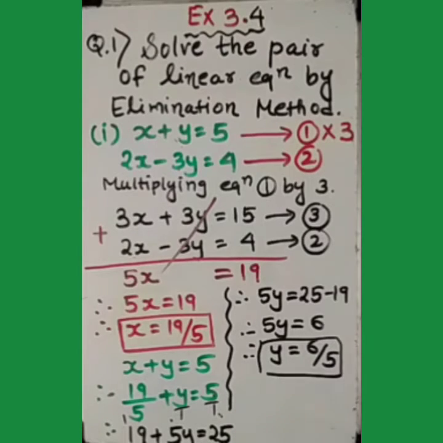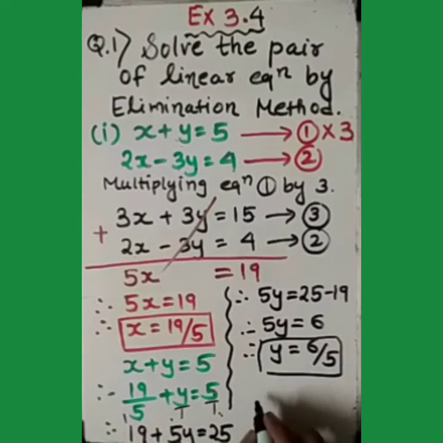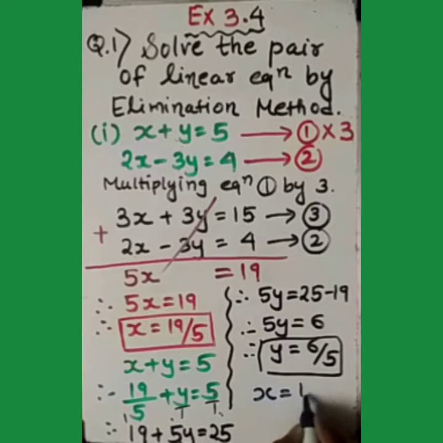So, the final answer of the linear equations, it has two values. The final answer is called the solution. So, we need to mention the answer is x equal to 19 by 5 and of course y equal to 6 by 5. So, this is the required result by the elimination method.